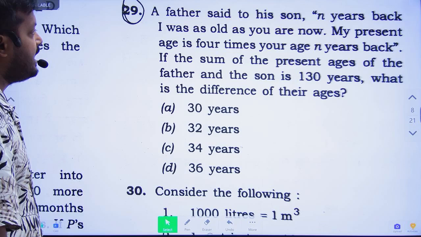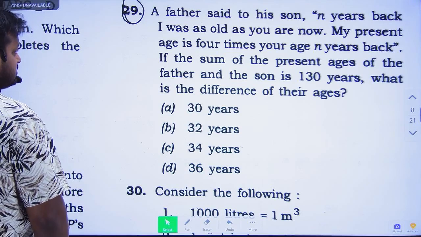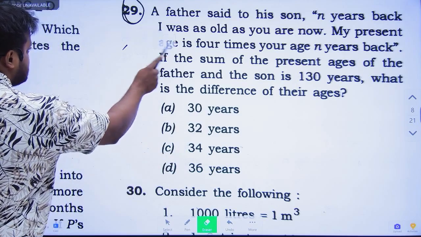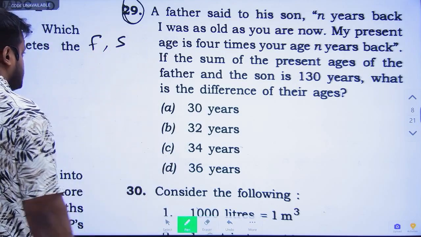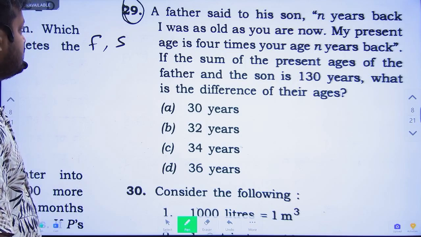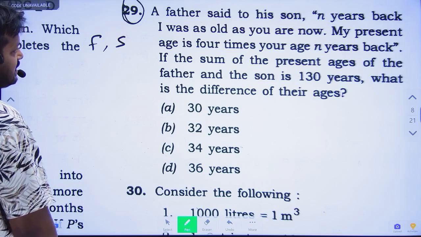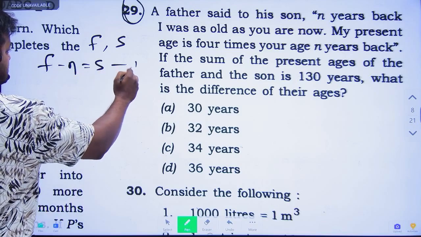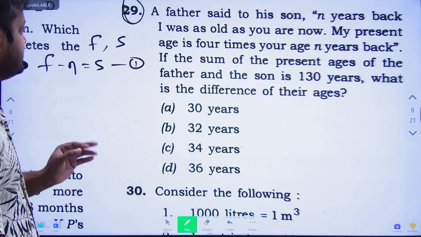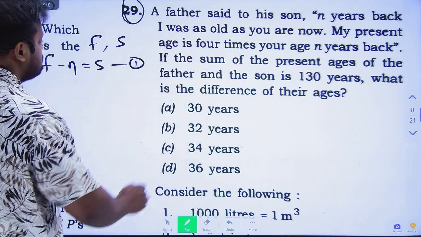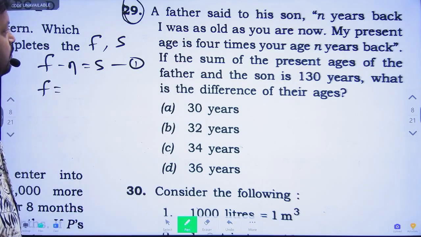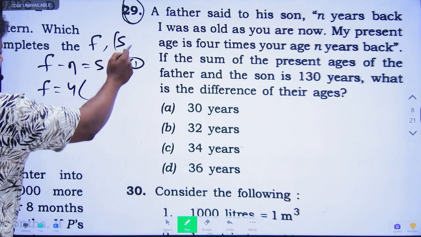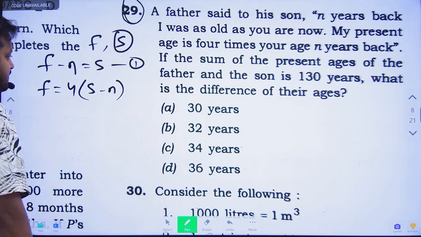A father said to his son, 10 years back I was as old as you are now. Let's say the present age of father is F and the present age of son is S. 10 years back I was as old as you are now means F minus N equals S. This is the first equation. My present age is, father is saying to son, F equals 4 times your age N years back. Present age is S, N years back is S minus N. This is equation 2.